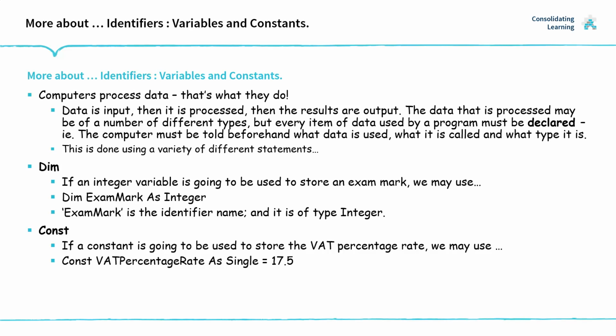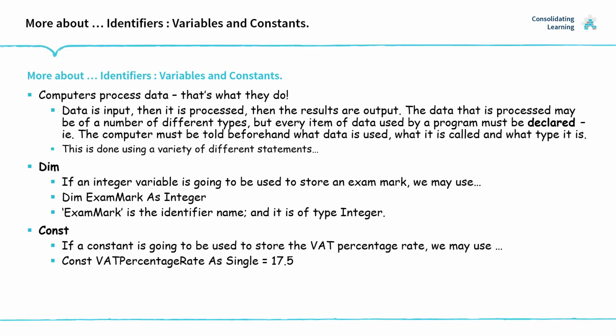So first, computers process data. That's what they do, right? They are there to process data. Their data is input, then it's processed, and then the results are output. The data that is processed may be of different types, but every type of data used by a program must be declared. So, for example, the computer must be told beforehand what data is to be used, what it is called, and what type of data it is.